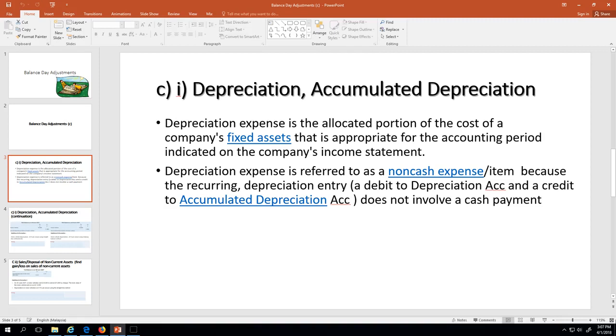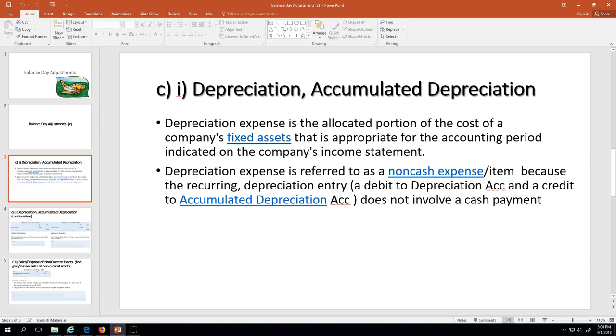Alright, so when depreciation happens, normally it is calculated at balance day adjustment or at the end of the financial period. So what we do is we do a double entry. We debit our depreciation account and we credit our accumulated depreciation account.